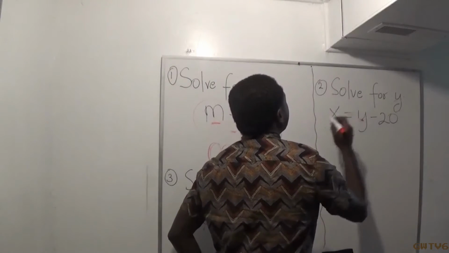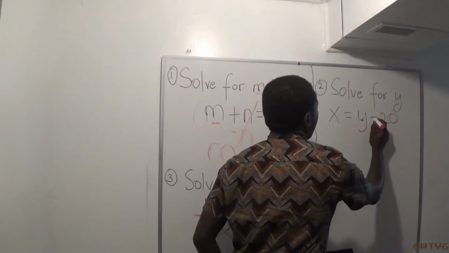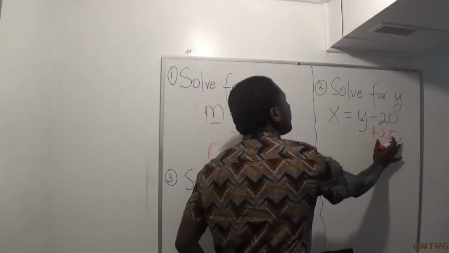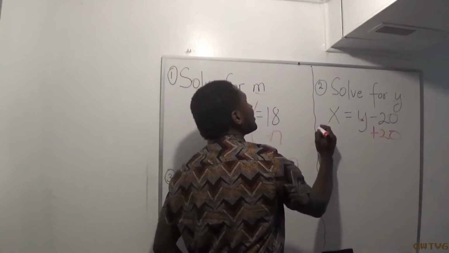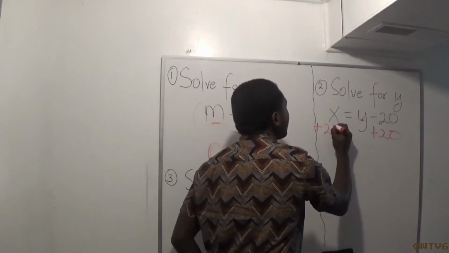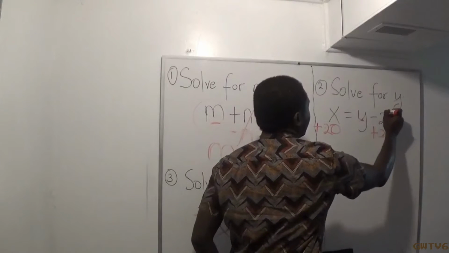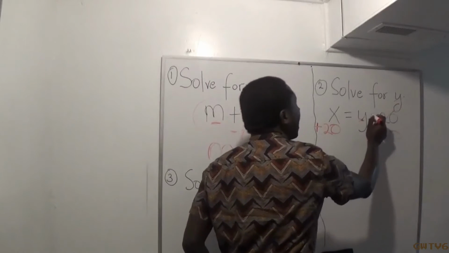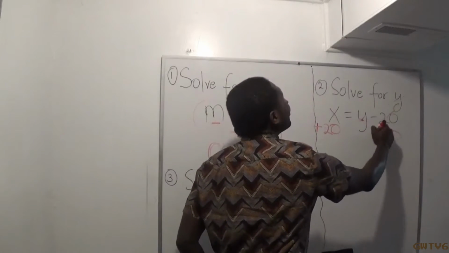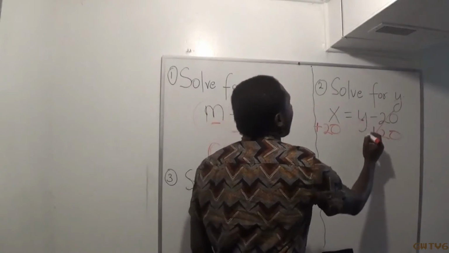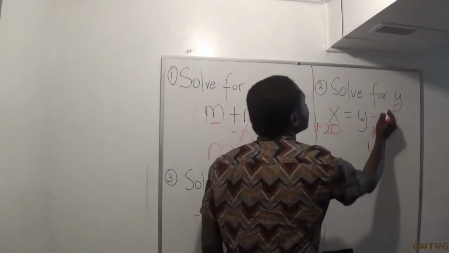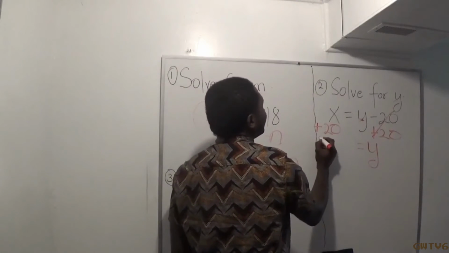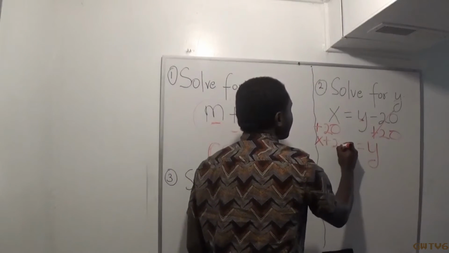So negative 20, I'm going to have to do the opposite. So plus 20. And whatever I do on one side, I know I have to do the same thing on the other side. So I have to add 20 also. So now, negative 20 plus 20. Whenever I have opposite signs, same number, I know it always cancels. So now I have the y that I'm solving for by itself equals what? Whatever this is. X plus 20.